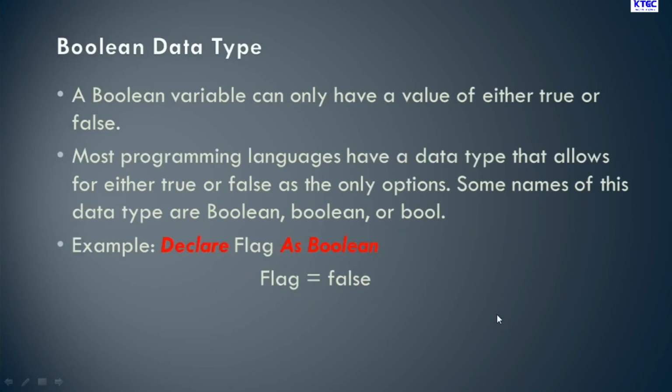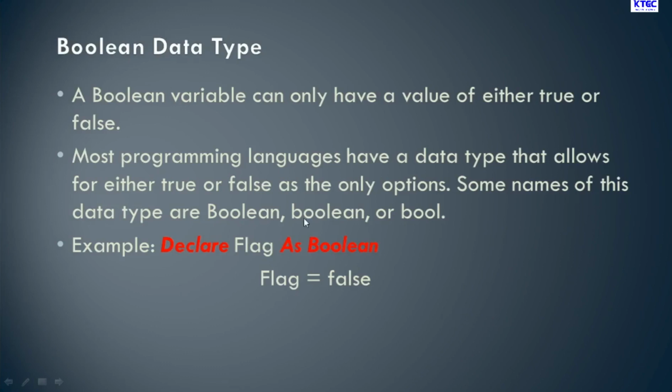Now let's look at the Boolean data type. So a Boolean variable can only have a value of either true or false. When we talk of Boolean, this is propounded by a man called George Boole. So he propounded this. Most programming languages have a data type that allows for either true or false as the only option. Some names of this data type are Boolean.